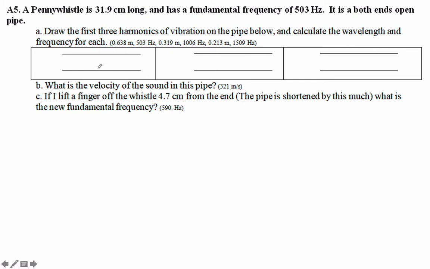Okay. So draw the first harmonics. Remember, the first one is this guy. All right, the next one is this guy. So these are a quarter of the way in, by the way, if you're being careful. And then the next one has a node in the middle.